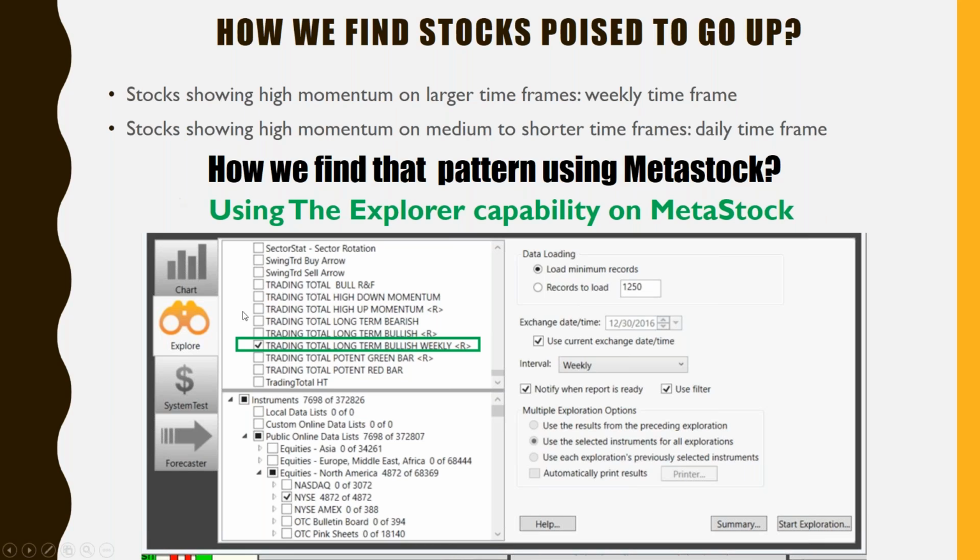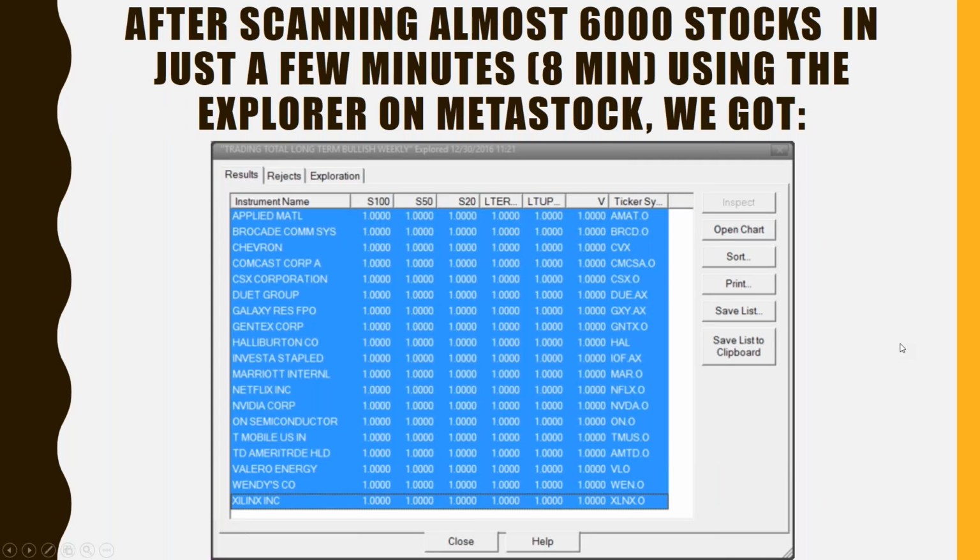functionality. In this case, we use the TradingTotal long-term bullish weekly because it's especially designed for the weekly time frame, and we select the weekly time frame right here. We did that exploration. Let me show the results. These are the results. This presentation was prepared at the end of the year, December 12th, as you can see, and we got something like 19 stocks.